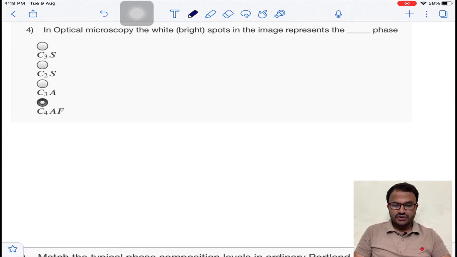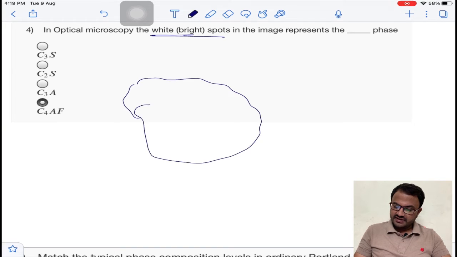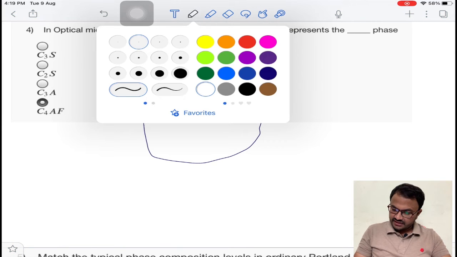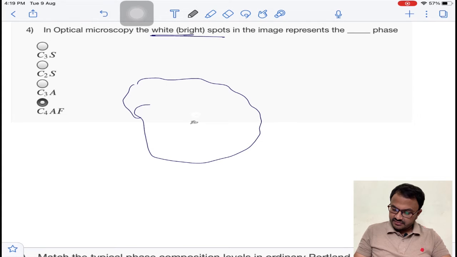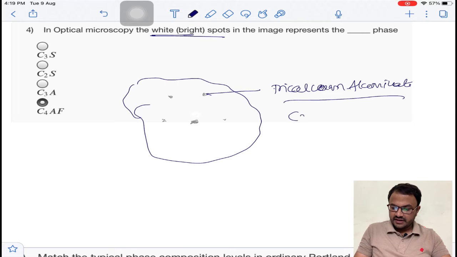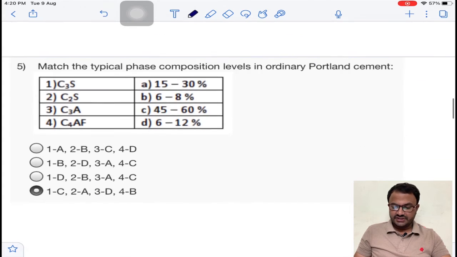In optical microscopy, the white or bright spots in the image represent which phase? For example, this is a concrete surface. Here there are white patches, something like this. Patches like these will occur somewhere, and obviously these are because of tricalcium aluminate. So the answer is 3, option C for question number 4.